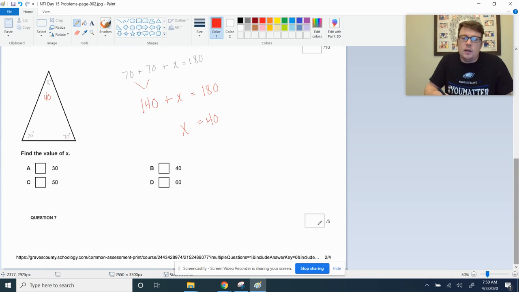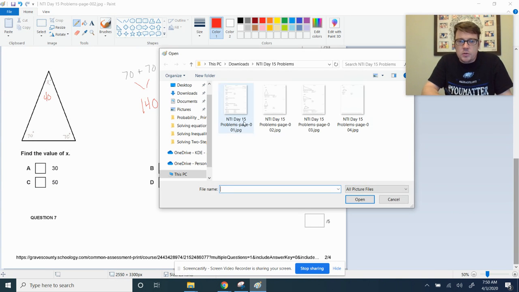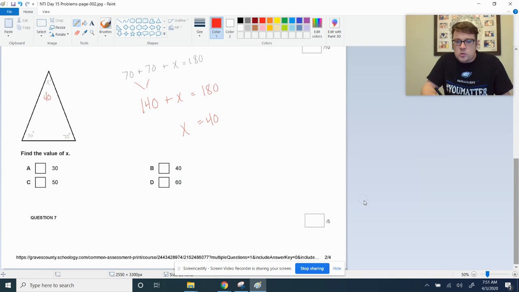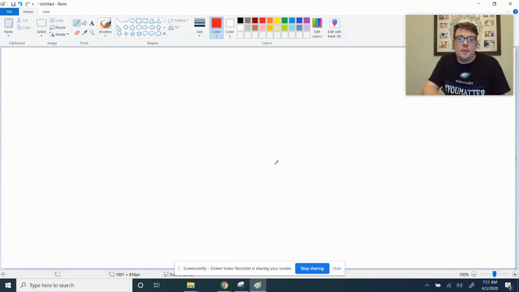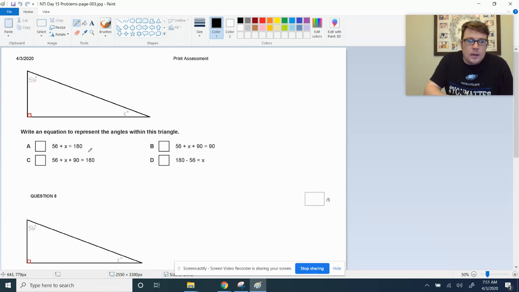Number 7 gets cut off, so let's go to the next page and look at number 7. It'll be on the 3rd page. It says the following. We have a right triangle, it looks like, and it wants an equation to represent the angles within this one. You might be thinking, well, I don't know this one. Well, we do. That little box tells us that it's a right triangle, and that that's a 90-degree angle. So that's all we need.